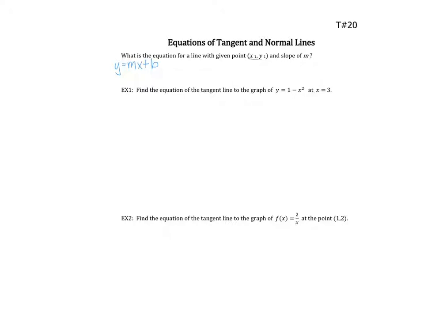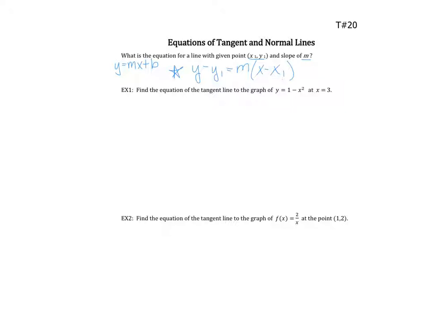So if you remember what that equation is, it's y minus the y-coordinate of your point is equal to slope times x minus the x-coordinate. Obviously, if I wanted to change it to mx plus b, I could distribute and simplify, but this is the equation of a line that you're going to probably use most often in calculus.